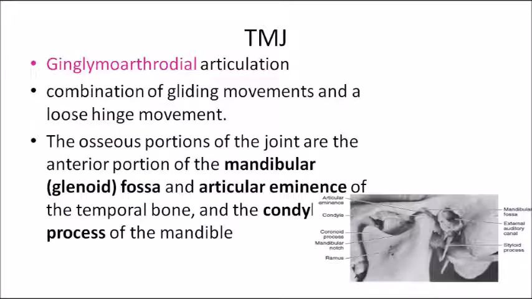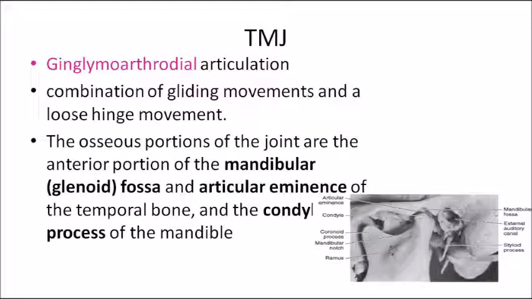So to begin with, the temporomandibular joint has a ginglymoarthrodial articulation, a combination of gliding movement as well as a loose hinge movement. So there are two types of movement in the TMJ, a gliding movement as well as a loose hinge movement.